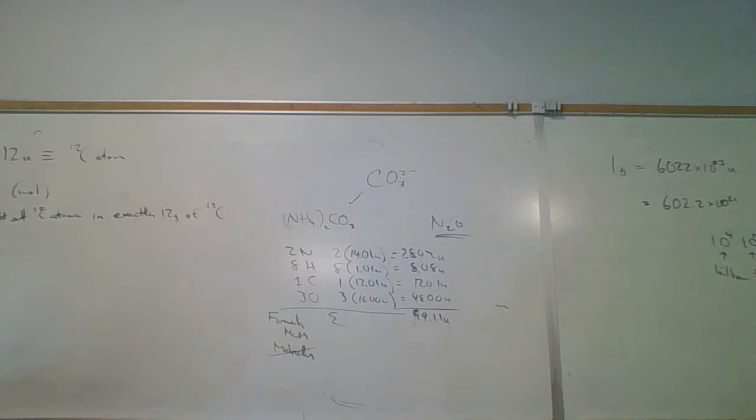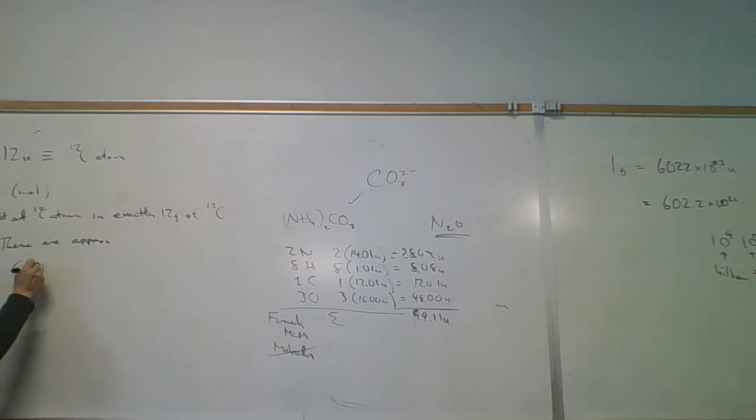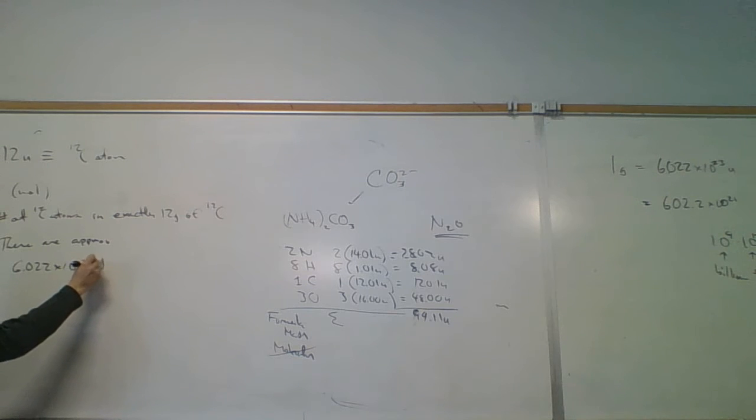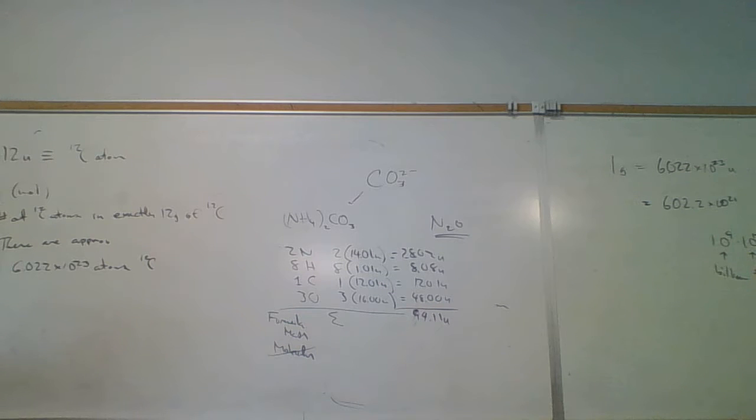So if I take exactly 12 grams of carbon 12, approximately how many atoms are there? So in exactly 12 grams of carbon 12, there are approximately 6.022 times 10 to the 23rd atoms of carbon 12. Okay, that's something that you can calculate or determine. But this is only good to 4 sig figs.